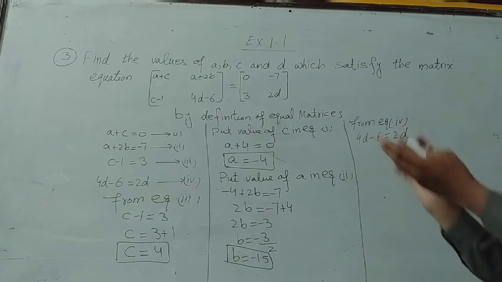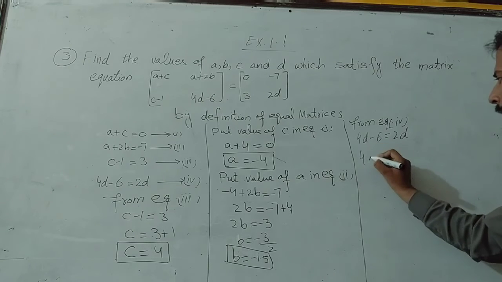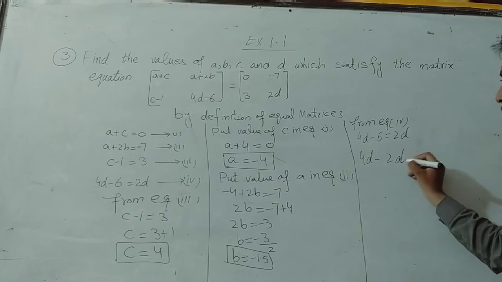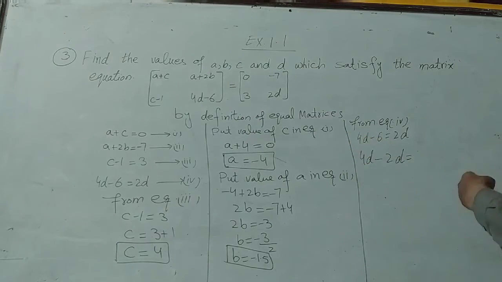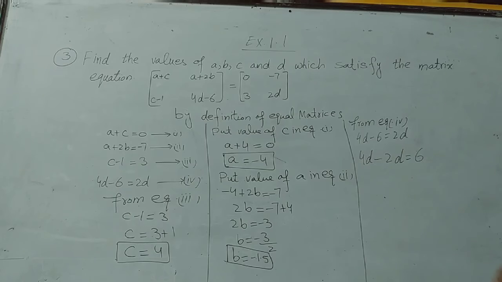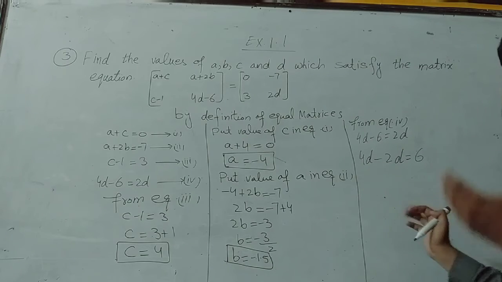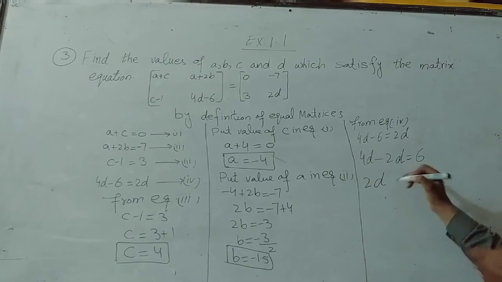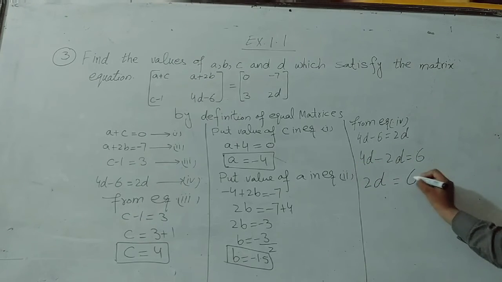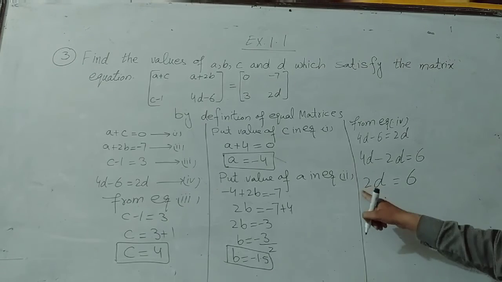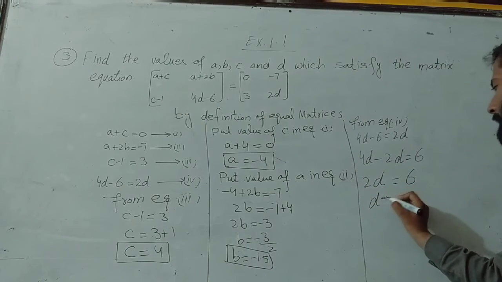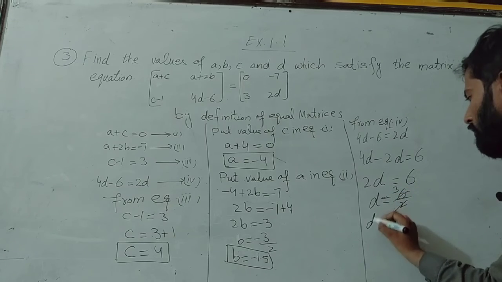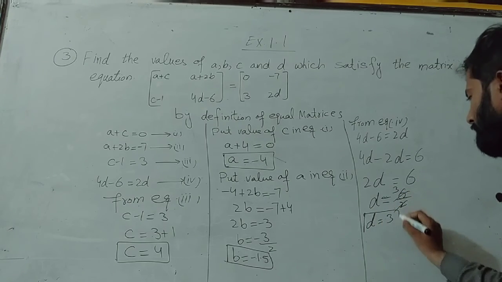For this purpose we will separate D. 4D, 2D, when we take it to the other side it will become minus 2D is equal to minus 6. When we take it to the right side it will be plus 6. Now 4D minus 2D, 4 minus 2, 2D, it will be 2D is equal to 6. Now 2 is being multiplied, when we take it to the other side it will be divided. So D is equal to 6 by 2, 2 3s are 6. So D is equal to 3.